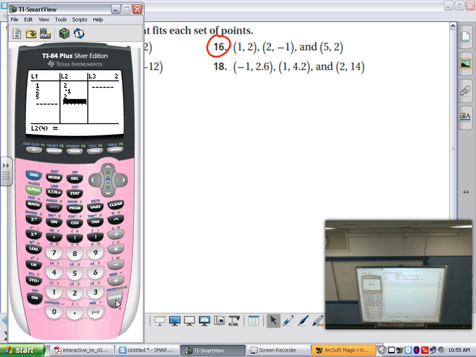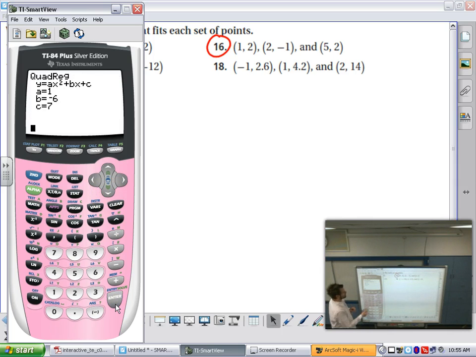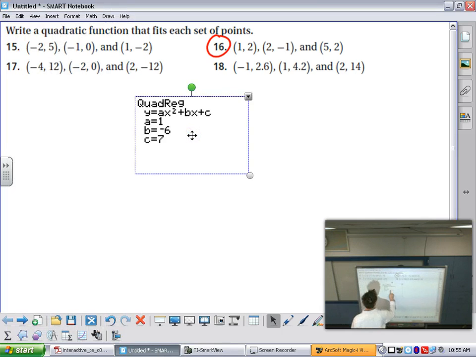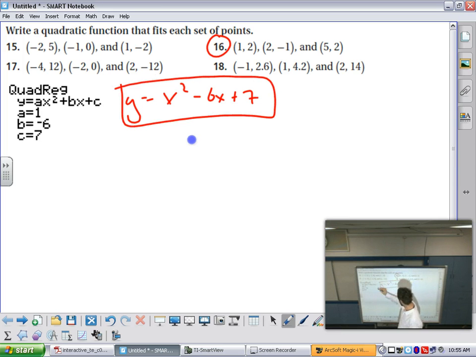So if you need to calculate an equation, all you have to do, as you'll recall from yesterday, is stat, calculate, go down to choice 5, quadratic regression. Now, what we've got here is an answer. We have y equals 1x squared minus 6x plus 7. Now that's not a lot of work at all. That's why I showed you the calculator method only yesterday, because this is how you do it.